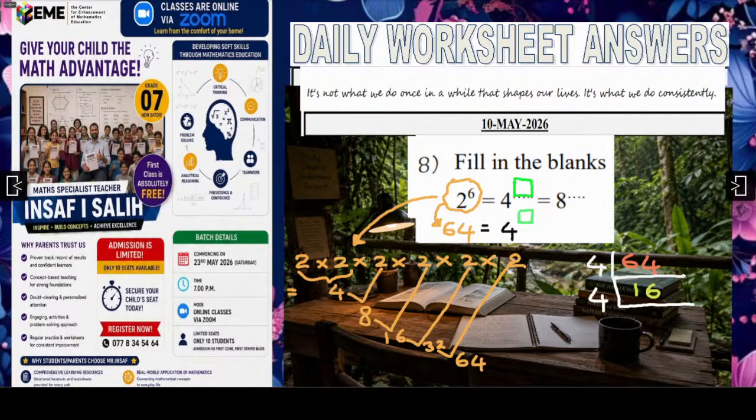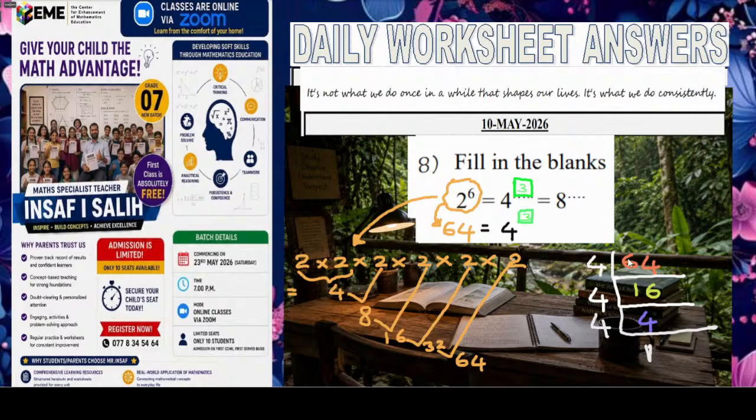What is 16 divided by 4? How many fours are there in 16? That's 4 fours. Once again you divide by 4. What's 4 divided by 4? It's 1. So now you stop your division. So what is 64? It's 4 to the power... what should be the index? The index has to be 3. So 2 to the power 6 is equal to 4 to the power 3.